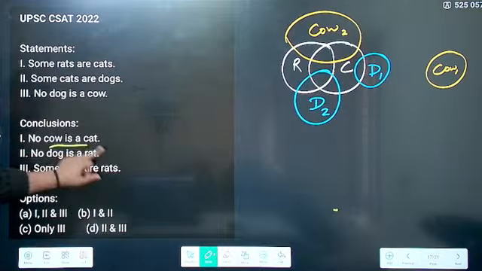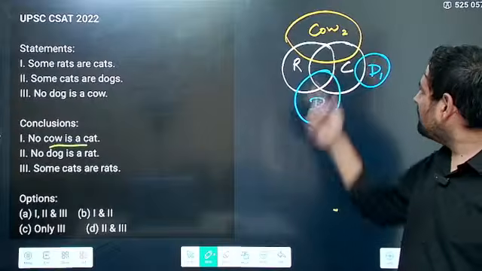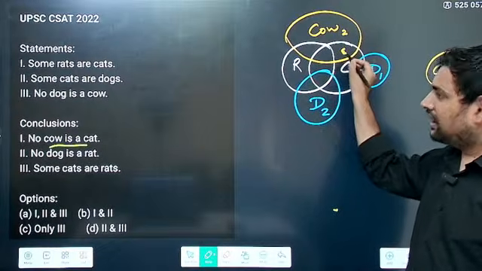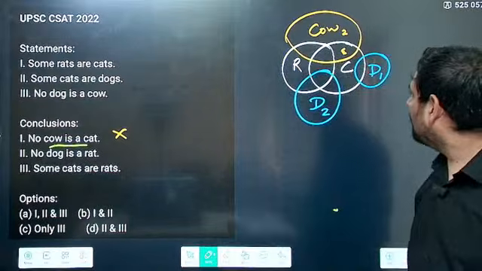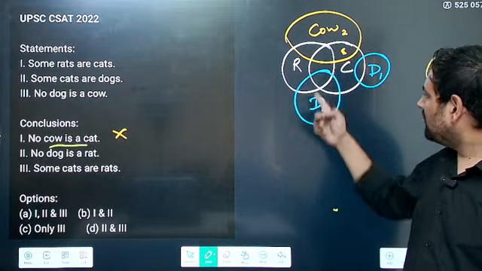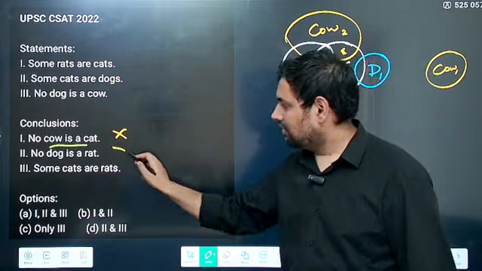Now, no cow is a cat. Is this correct? No cow is a cat, but here I have some cows that are cats. First is wrong. No dog is a rat. No dog is a rat, but here I have some dogs that are rats. This is also wrong.